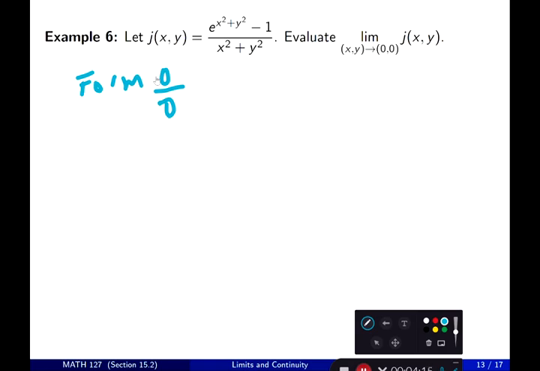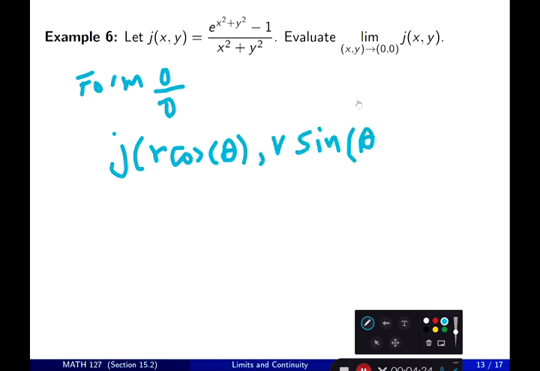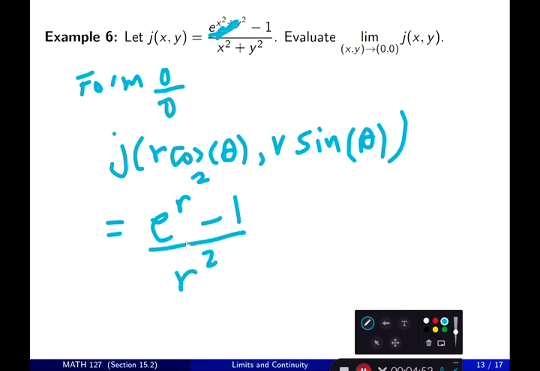So to make this work, let's try to start with our good trick. Is our good trick going to work? Let's see: g of r cosine theta and r sine theta is going to be equal to e to the power r squared cosine squared theta plus r squared sine squared theta, which is going to be just r squared, minus 1, over r squared. Okay, theta just went away. So this is a good candidate to actually use the trick for.